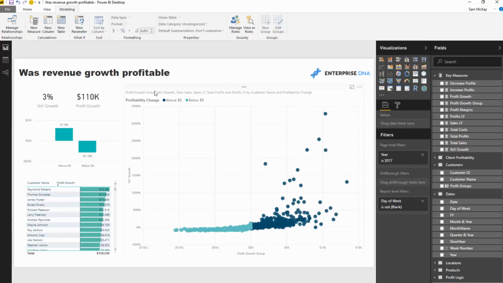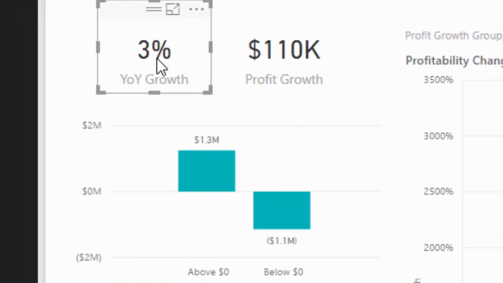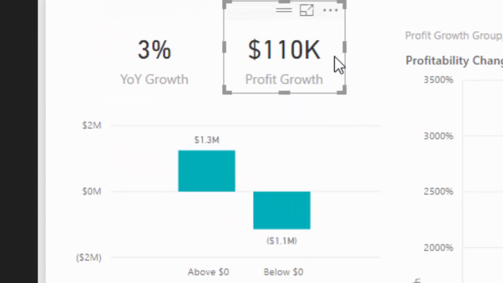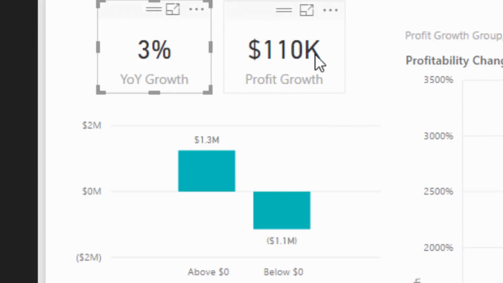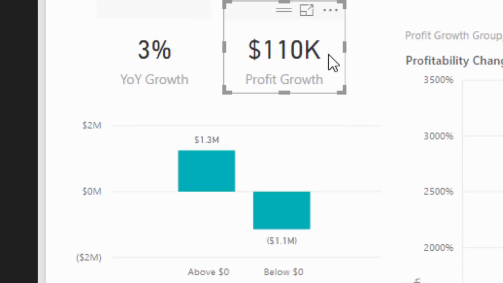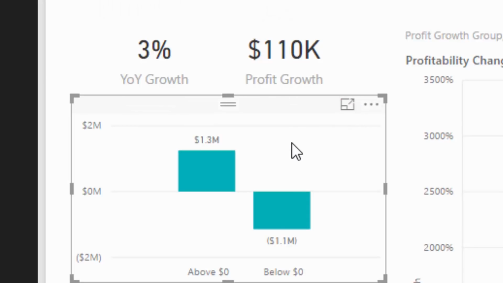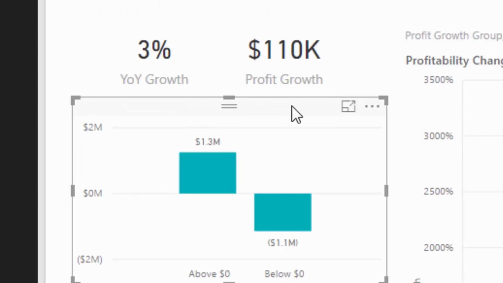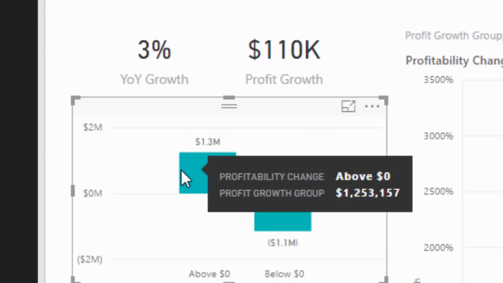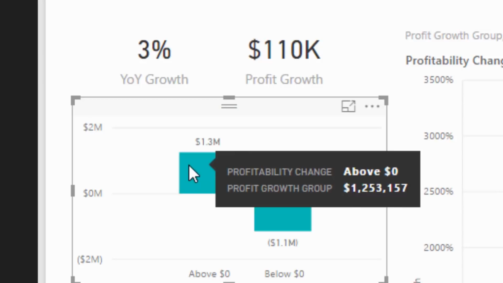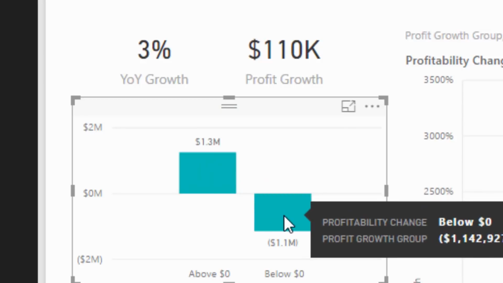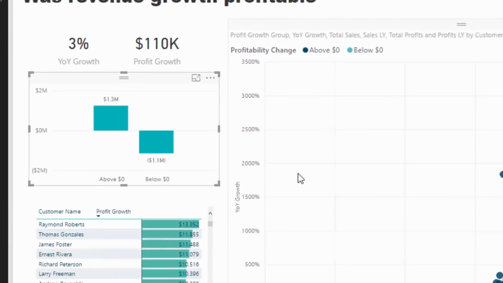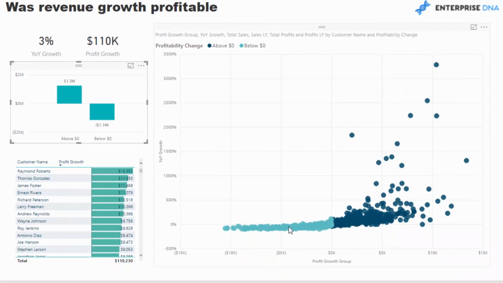Let's have a look at the functionality. I've got my overall revenue growth here, and then this is my profit growth number. Overall, we are growing from a revenue perspective, and our profits are also growing. Then I've put in some advanced logic and said, which of my profit growth was above $0 and which was below $0 from a customer perspective. So I've analyzed all my customers and asked which profits have increased versus which have decreased.